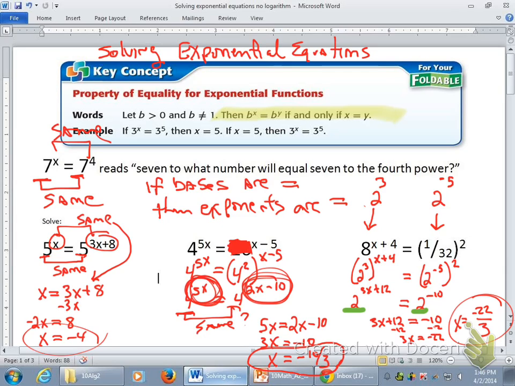Do me a favor, girls. I would like for you to do the right-hand part up here. I want you to put in positive 1 over 32 raised to the second power. Guys, I want you to come over here, and I want you to do 8 raised to the negative 22 over 3 plus 4 power. So we're going to check that work.